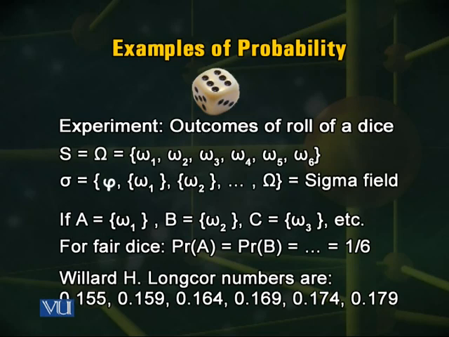As you can see in this slide, these 6 numbers are different, and they are indicative of the relative likelihood of different numbers coming up in a roll of an ordinary dice with pits on its faces.